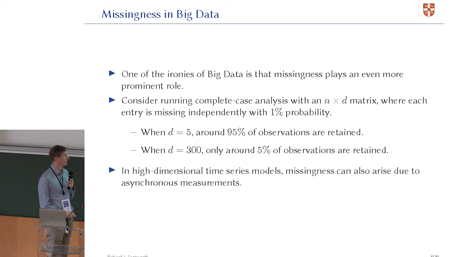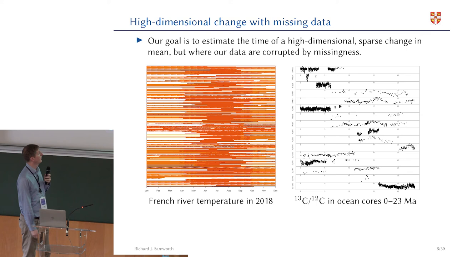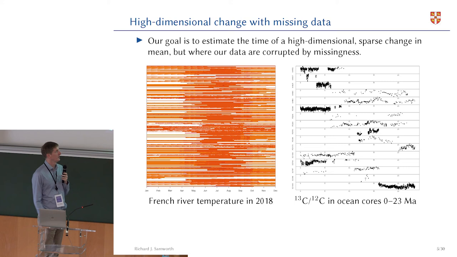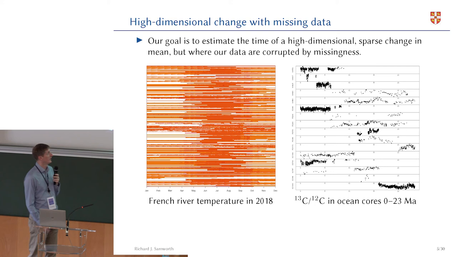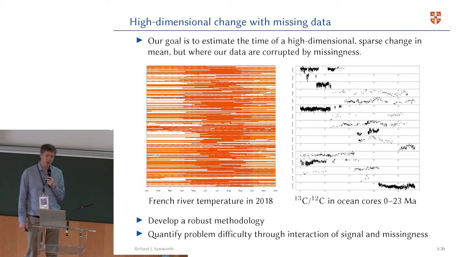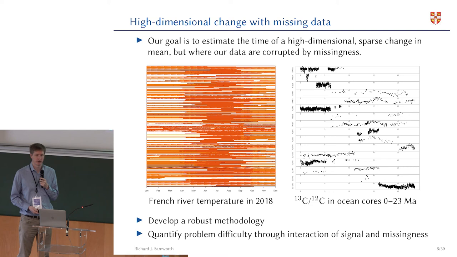What we're going to try and do is estimate a high-dimensional sparse change in mean where our data are corrupted by missingness. Just a couple of motivating examples: one is a French river temperature data set from 2018, where the white here indicates missingness. Another, that I'll mention more towards the end of the talk, is an oceanographic data set. These are different cores being drilled into the ocean floor, and as you can see, you really need to take account of missingness in that problem. So we're going to try to develop a robust methodology, but also, from a theoretical point of view, to quantify the interplay between the signal strength and the missingness in determining the difficulty of the problem.